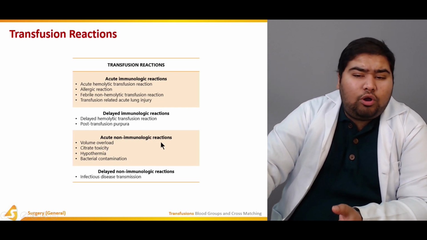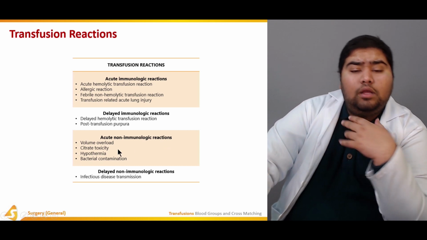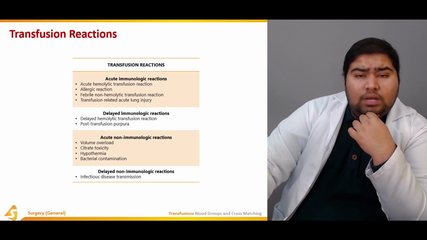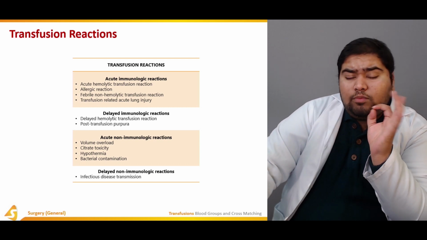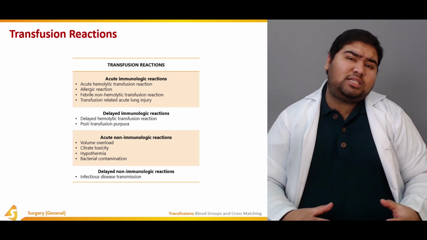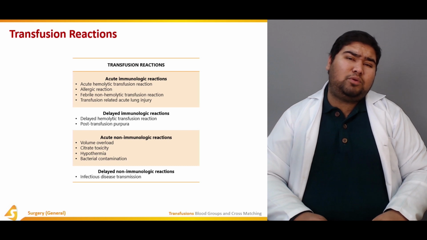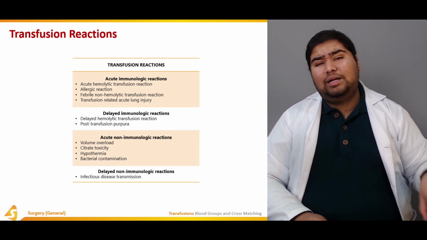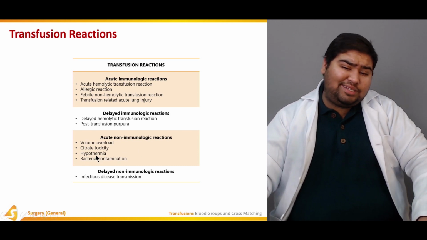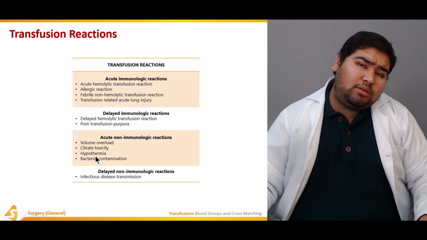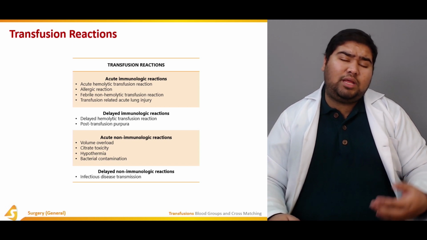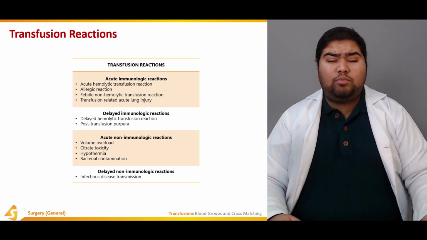Now, acute non-immunological reactions are volume overload. When you give extensive blood transfusion, it can lead to volume overload in the patient. Citrate toxicity, because to increase the shelf life of the blood and blood products, citrate is added to them. So giving extensive amounts of transfusion can lead to citrate toxicity. It can also cause hypothermia, because blood and blood products are stored at lower temperature, and giving blood and blood products can lower the temperature of the body further.